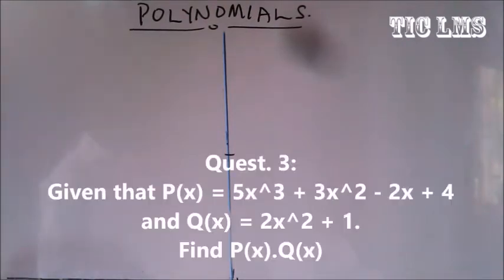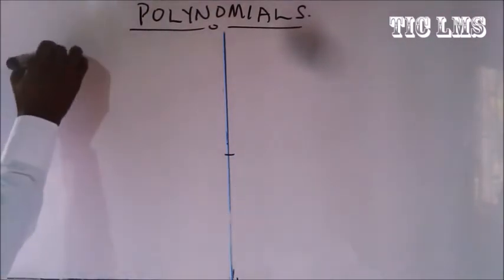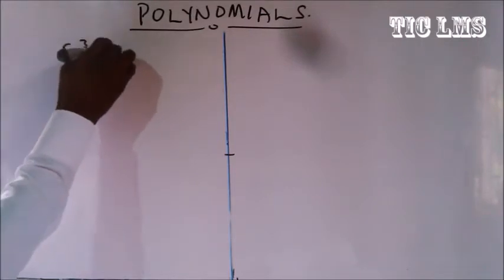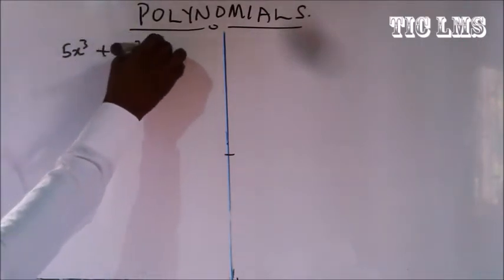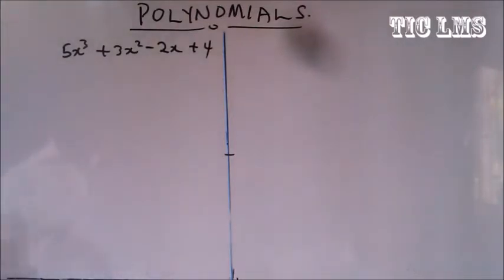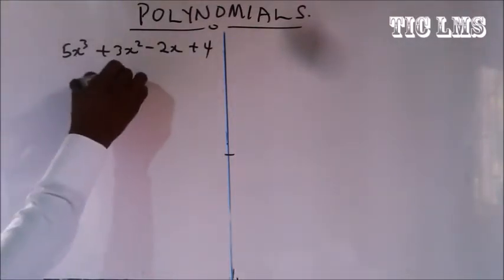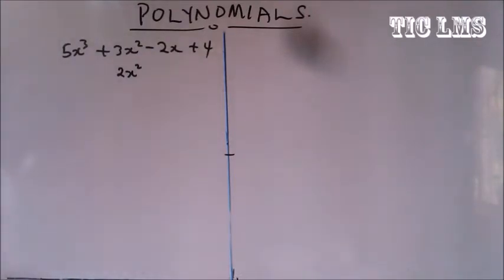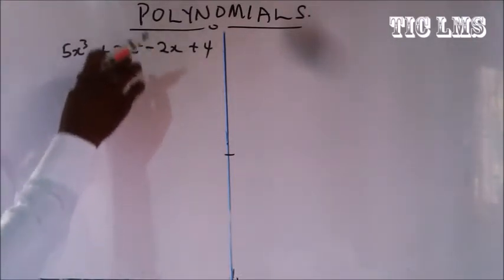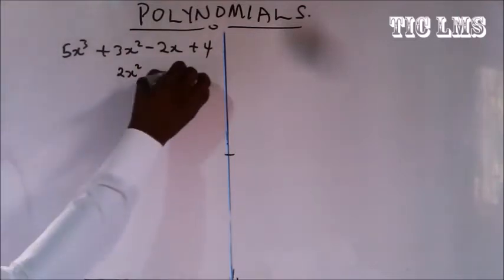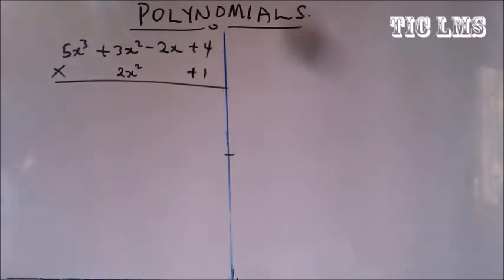Here's the next question. Given that p of x equal to 5x cubed plus 3x squared minus 2x plus 4 and q of x equal to 2x squared plus 1, find p of x times q of x. Alright, so we have 5x cubed plus 3x squared minus 2x plus 4. And then q of x is 2x squared. Now, the way we're writing the 2x squared, we're writing it directly above the variable x squared. And then plus 1. Now, we are going to multiply this out.